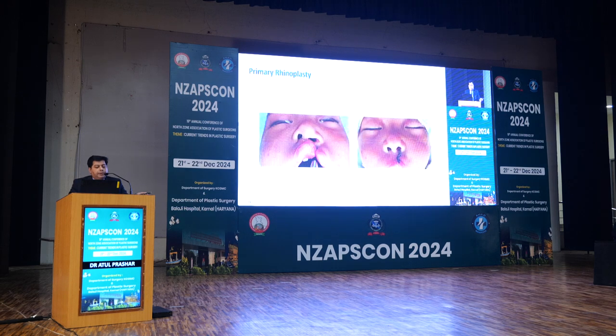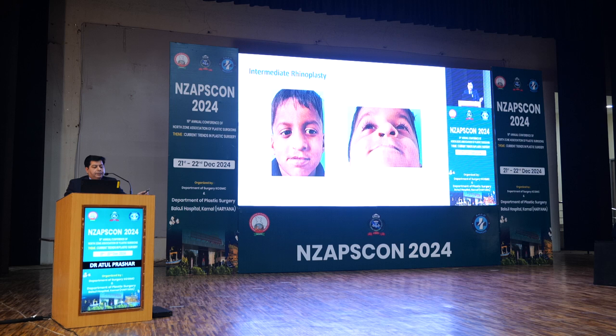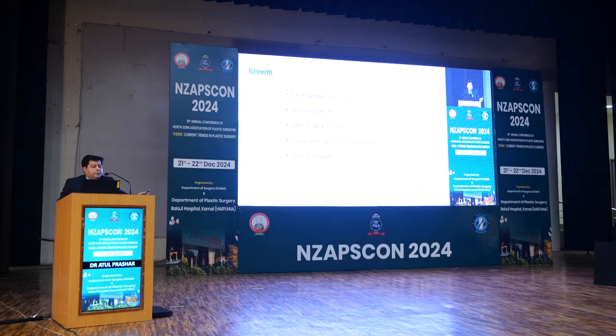Just for the residents, primary rhinoplasty is when you do it at the time of the lip repair. Secondary is when you do it after achieving skeletal maturity, and intermediate is anything in between. So as far as the growth is concerned, this concern has largely been refuted through very long studies, both in unilateral cleft lip and in bilateral cleft lip, with 15-year and 30-year studies. It has been found that there is no adverse effect on the growth despite extensive surgical dissection, and there is a varying degree of persistent deformities but no adverse effect on the growth.